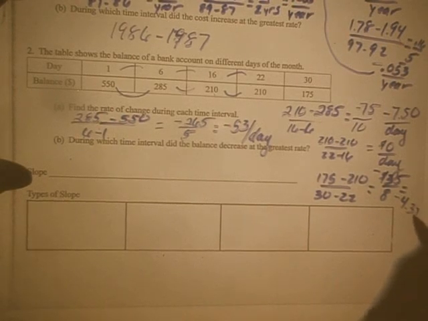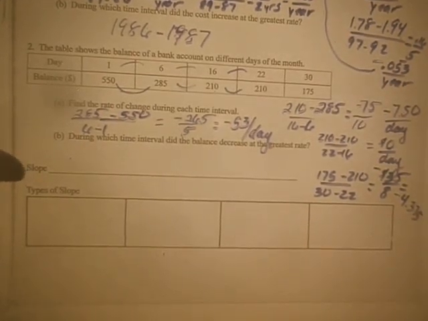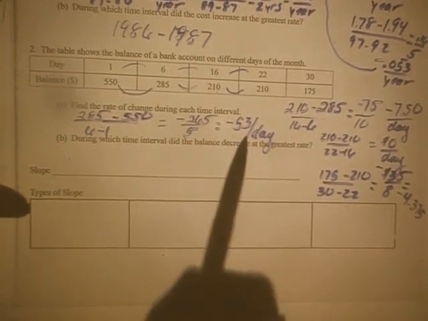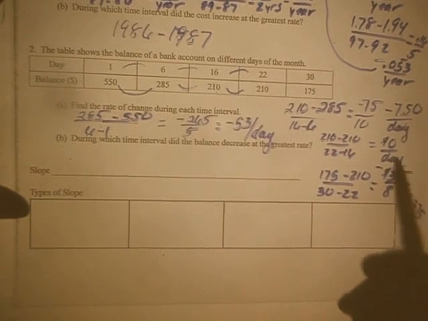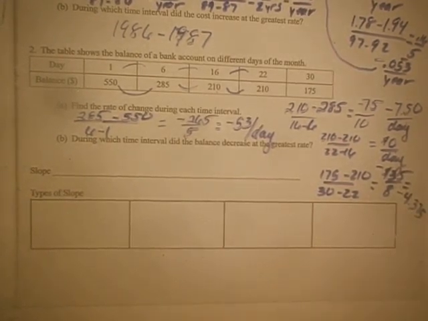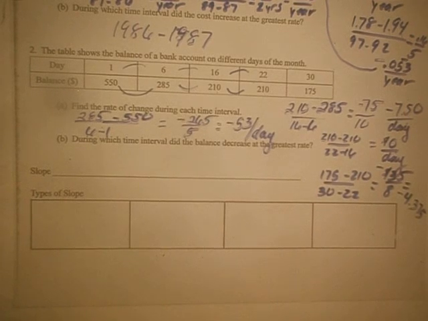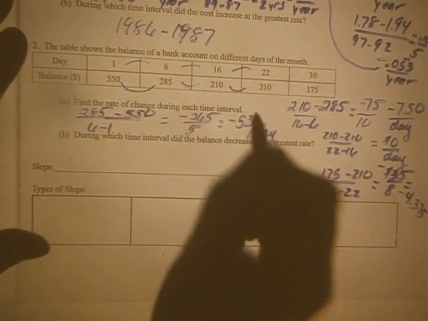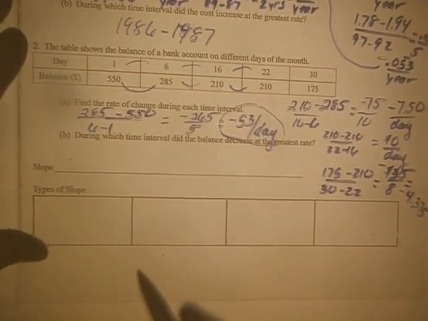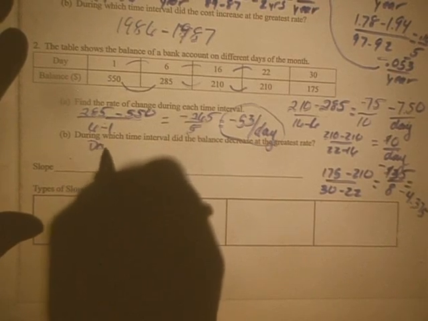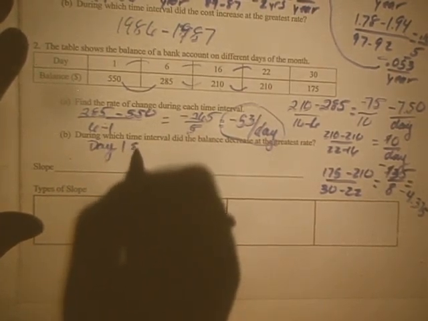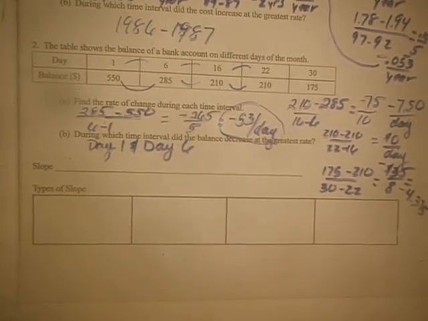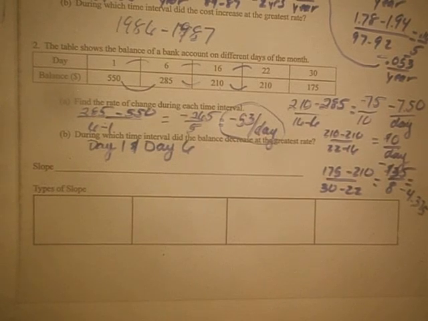Okay, negative 4.375. That sounds about right. So we've just calculated our intervals. Right here is one, right here is another one, right here, and right here. And it says, during which time interval did the balance decrease at the greatest rate? Well, that's right up here when they were spending an average of $53 per day, and that is between day 1 and day 6. So this person spent the majority of their money at the beginning of the month.